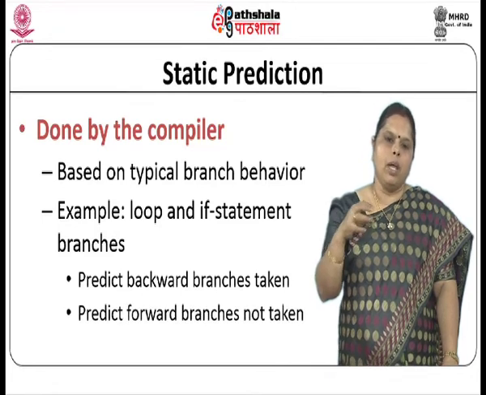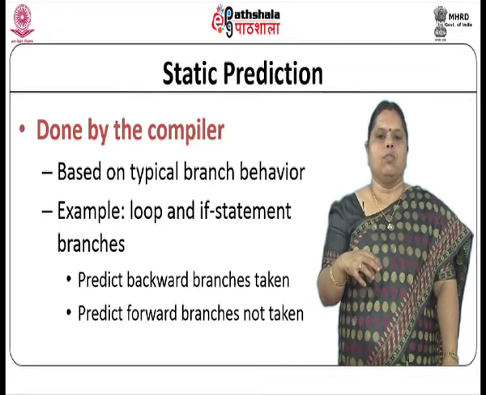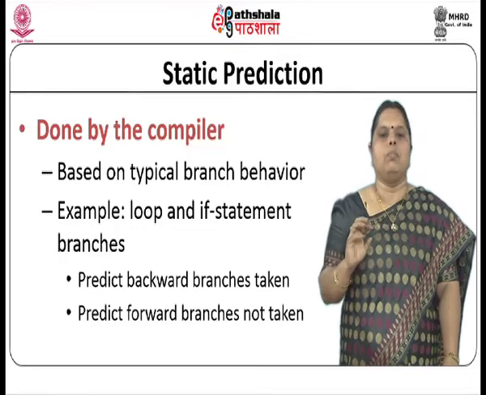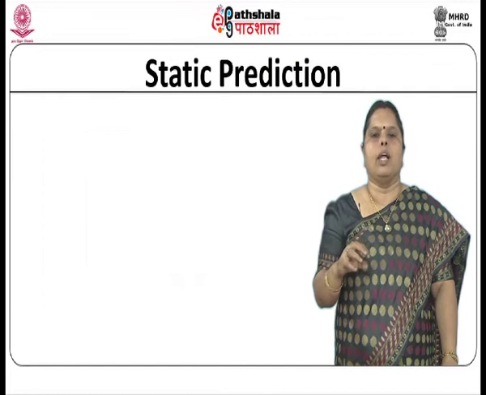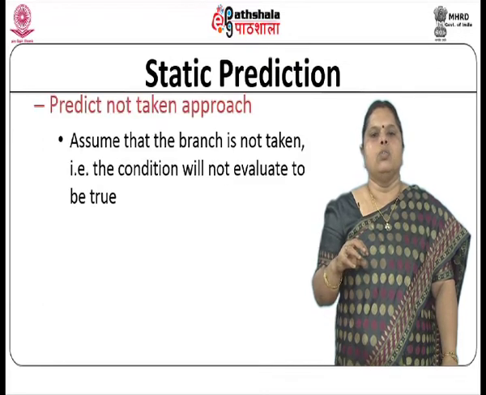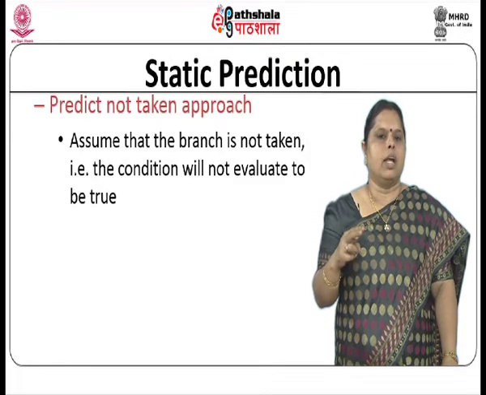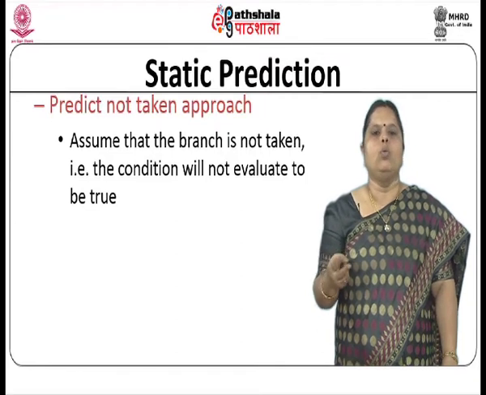So, you can make use of this profile information of your programs, or general information about the behavior of the branches, and based on that the compiler can do a static prediction. Here, because the prediction can either be a taken prediction or a not taken prediction, you have two options.